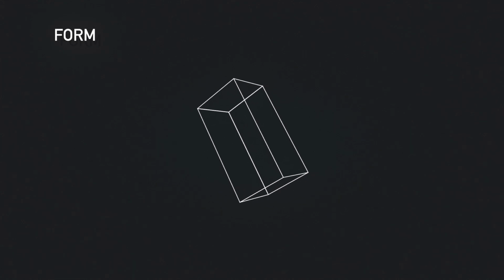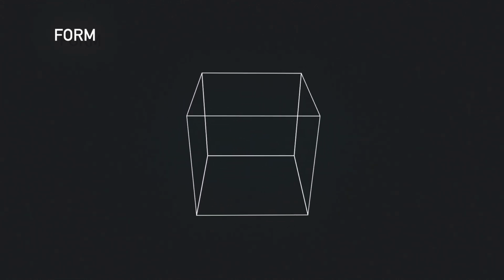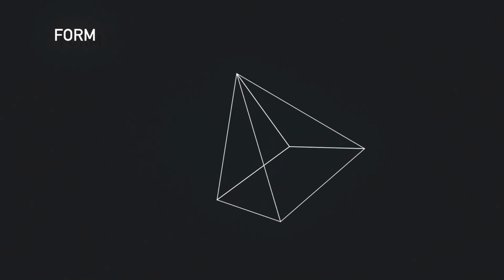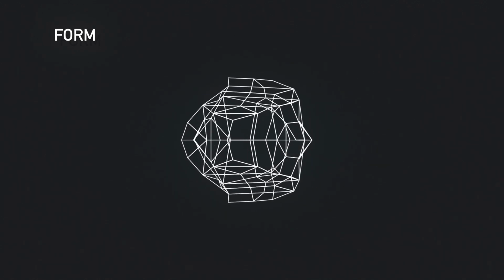A form is an object that exists in space as an enclosed volume with three dimensions: height, width, and depth. Examples of geometric form are found in a cube, sphere, pyramid, or cylinder. A form can also be abstract and flow freely.